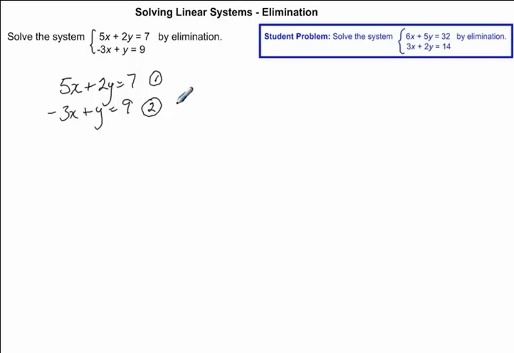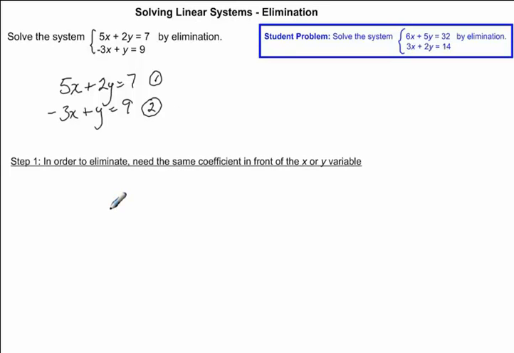I'm going to solve this type of system using 3 steps. In order to solve the system by elimination, we need the same coefficient in front of the x or y variable. This is what we do in step 1. Right now, looking at these two equations, we can notice that none of the coefficients for any of the variables are the same. So what we need to do is multiply one of the equations by a number to get the same coefficient in front of one of the variables.